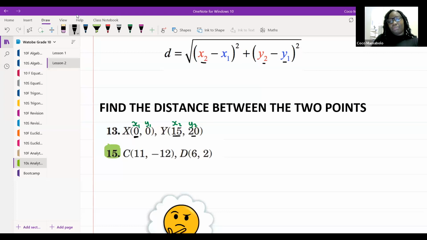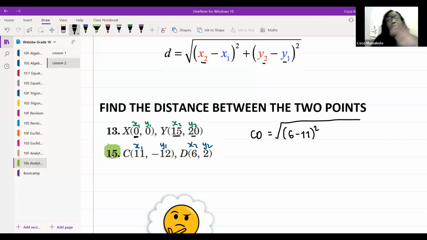So D is equal to the square root. And then in brackets, you put 6 minus 11 squared. 6 minus 11 squared. Okay. I want you to stop there for 1 second. I want everybody to know what you're doing. So you're going x1, y1, and x2, y2. I just need to make sure they know. All right, continue.